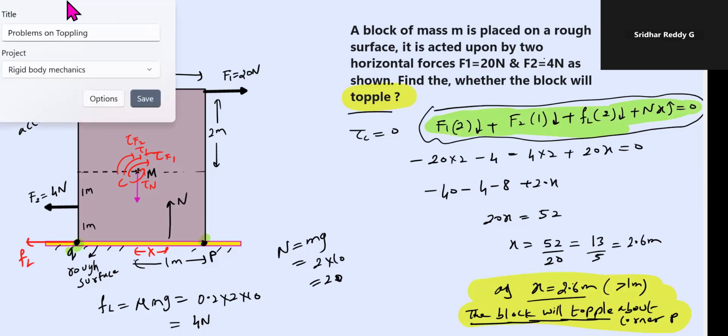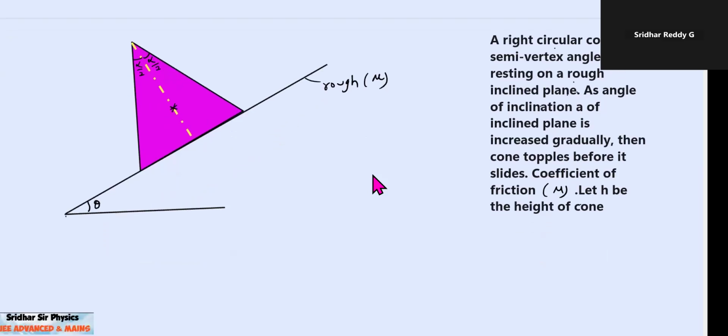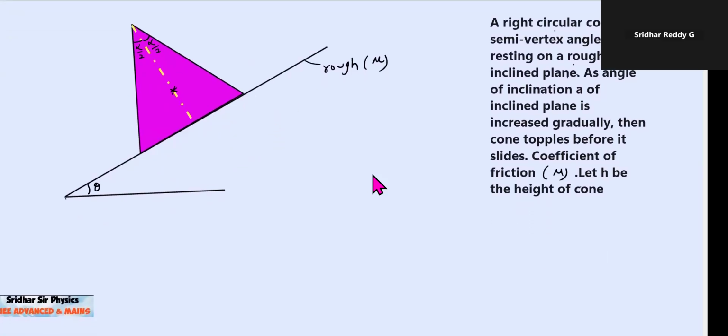Fine. Let's take the next problem. Here we discuss a cone kept here. A right circular cone, a solid cone of semi-vertex angle alpha. This angle is alpha, kept on a rough inclined plane. I'm going to vary this theta gradually. The cone topples before it slides.